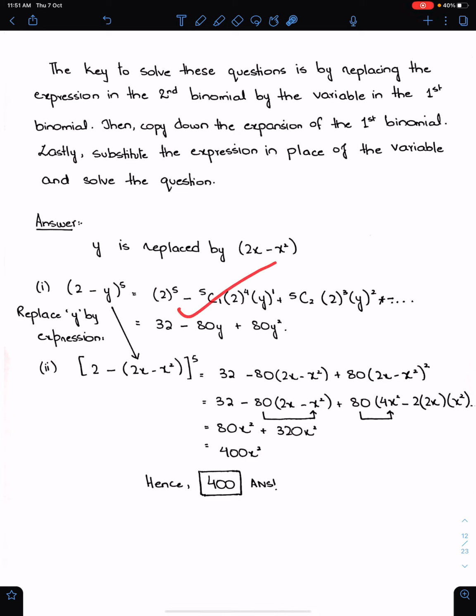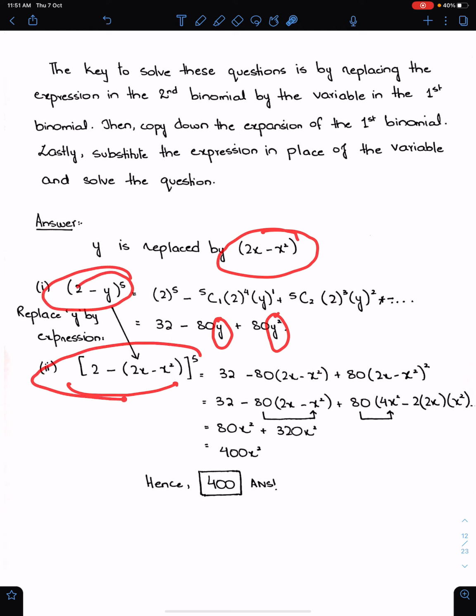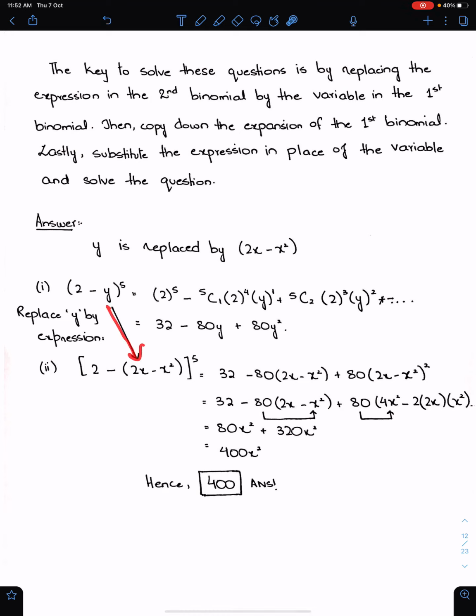See, we expanded the first part and then we replaced this y and this y square by this thing to expand the second part, because both parts are similar. The difference is just the second term. y is replaced by this. So you need to replace this y and this y square by this thing, and you'll get your answer.